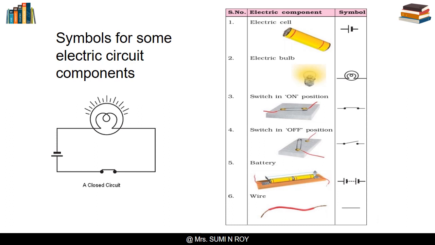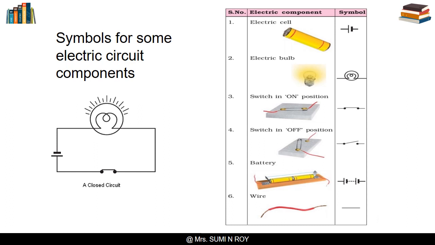Some common electric components can be represented by symbols. Some electric components and their symbols are shown in the given figure. In the symbol of electric cell, notice that there is a longer line and a shorter but thicker parallel line. The longer line represents the positive terminal and the thicker shorter line represents the negative terminal.